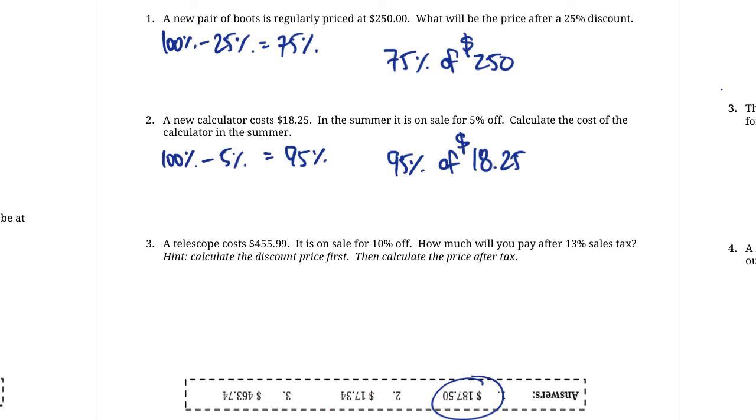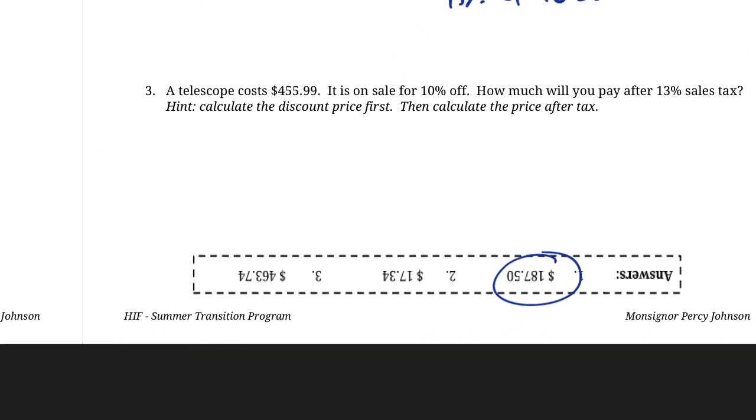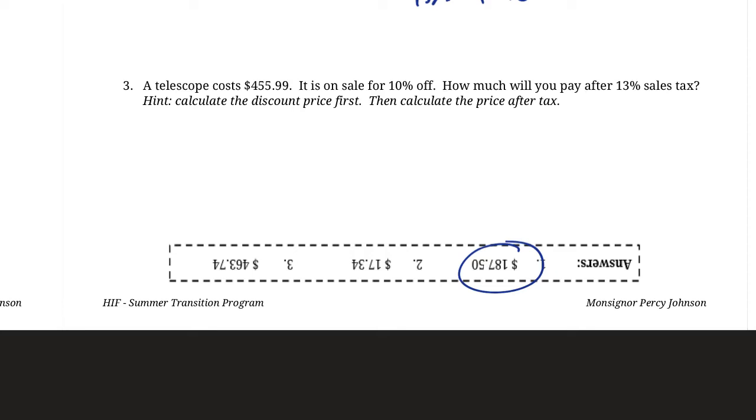Now this one is a little bit trickier. So I wanted to go through this one with you. Hopefully you tried it. Maybe you got a little bit stuck, and that's okay. So in this question, it's a telescope that costs $455.99. It's on sale for 10% off, but then you pay tax on it. So the trick to this kind of question, there's a lot of things going on. The trick to it is to do 2 steps. First, you do the discount. Then you do the tax. So only worry about one at a time.